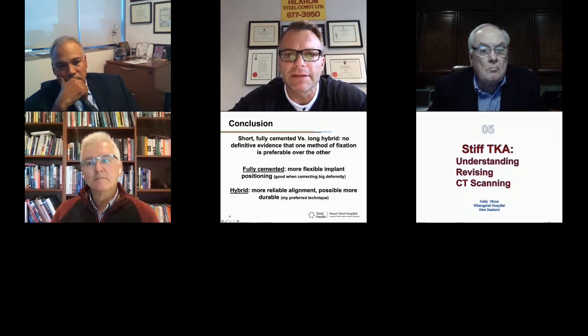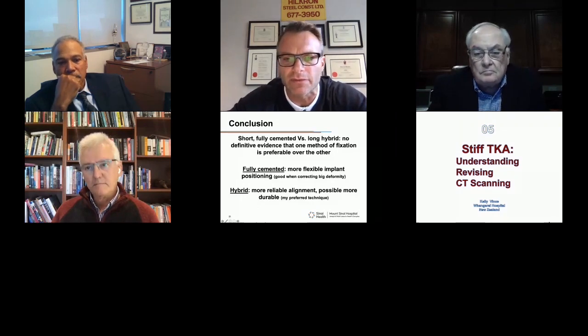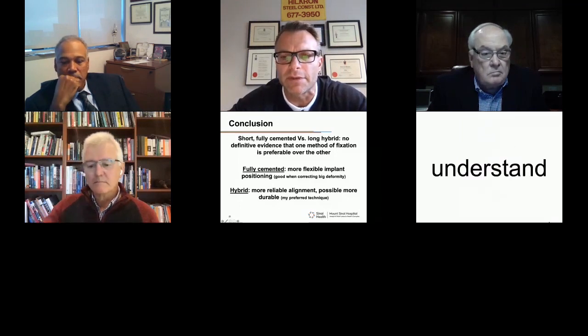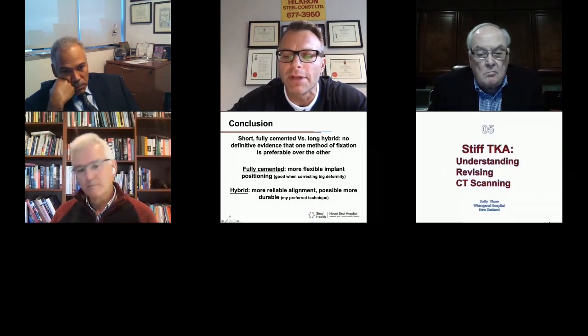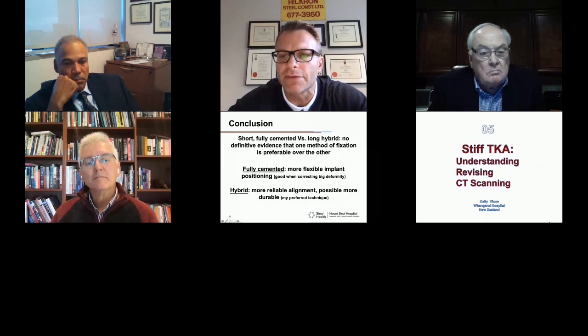Fully cemented is a little more flexible. The only time I ever use a fully cemented is if I'm correcting some sort of big deformity that I couldn't correct otherwise with diaphyseal fitting. The hybrid type, though, gives me very predictable alignment. I think the literature shows it may be more durable, and that's the technique I use for about 99% of my revisions. Thank you.